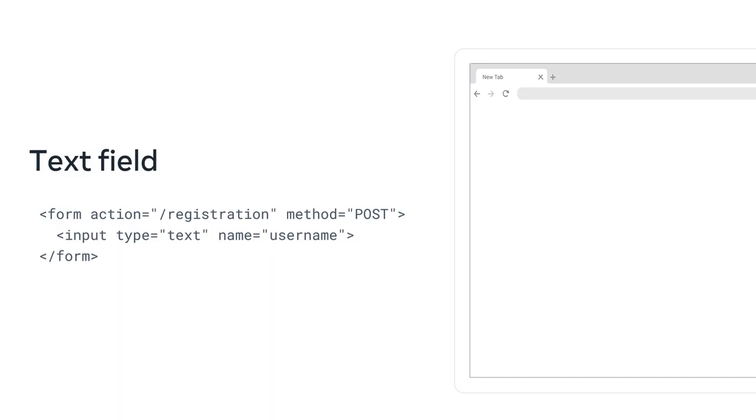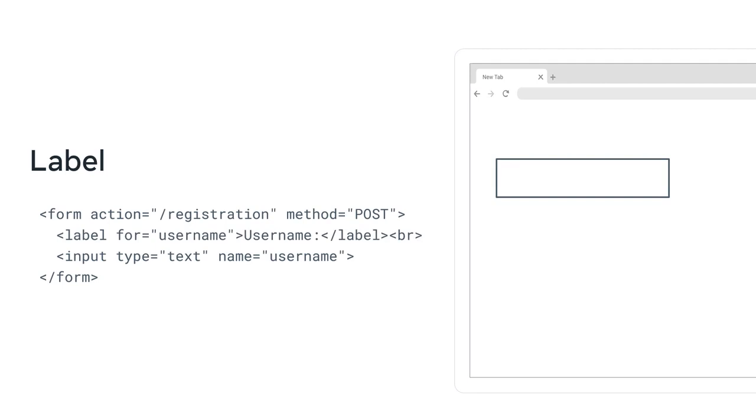When I use the text input type, it displays a text field on the web page. But a text box on its own isn't very user-friendly, so I will now add a label above it. By adding the label tag, the form will now display the word username above the input field.